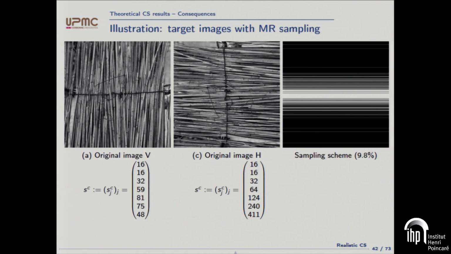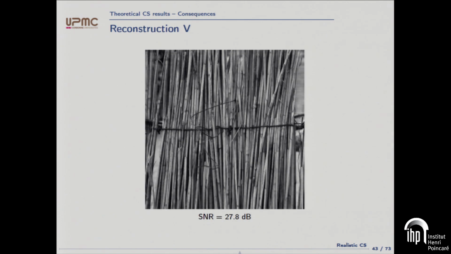And you use the same sampling scheme for both, based on horizontal lines. V okay, H blows up. This is the reconstruction of V. H is not good. So this was actually predicted by the previous result, because the structure in H is not appropriate for the structure in my sampling scheme.